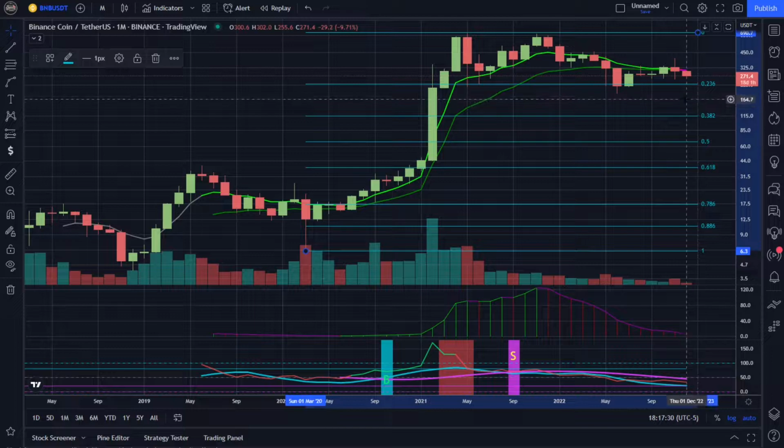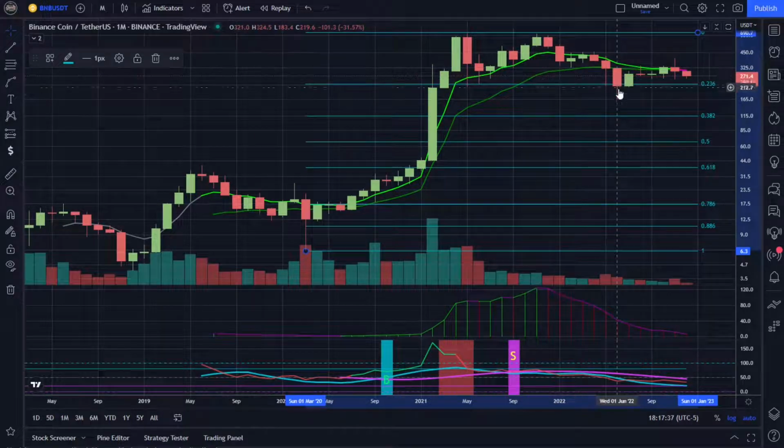And now it looks like we just put in another in a series of lower highs and lower lows. So we have a high, then a low, then a lower high, then a lower low. Now we have another lower high, and then potentially looking at another lower low.